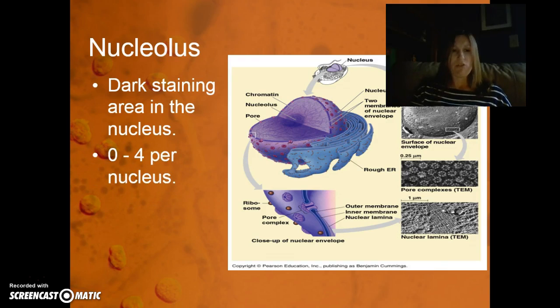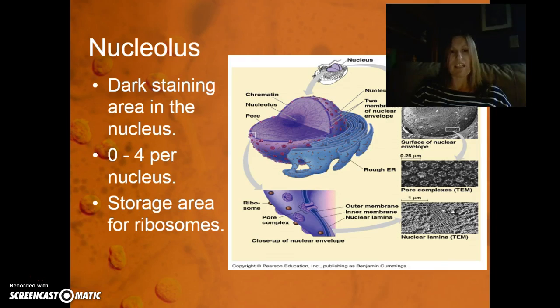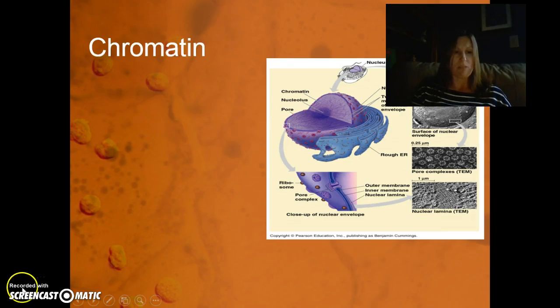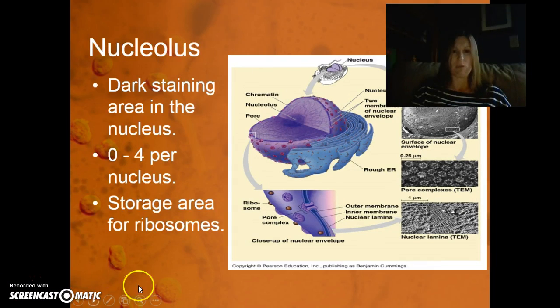Now the nucleolus is the dark staining area in the nucleus. There are 0 to 4 nucleoli per nucleus that you will see. It is the storage area for ribosomes, and it is where ribosomes are made. And I apologize, I want to make sure you get that down. Okay, so storage area for ribosomes and where ribosomes are constructed.